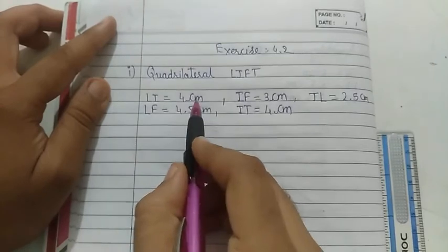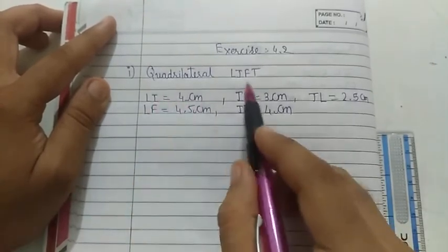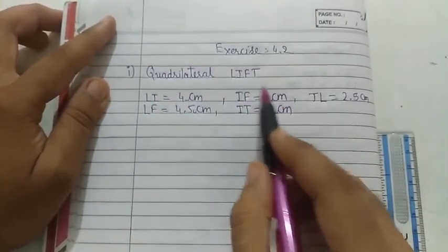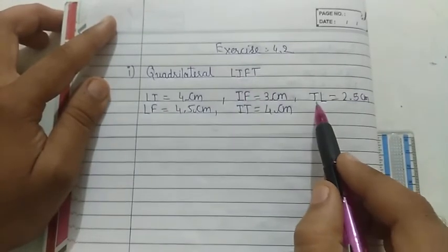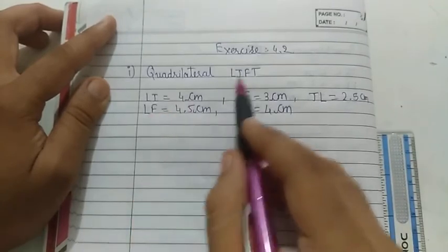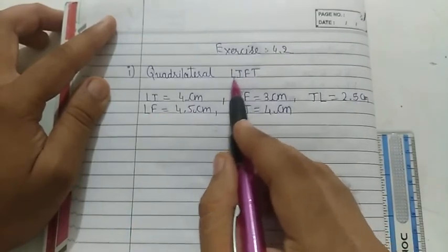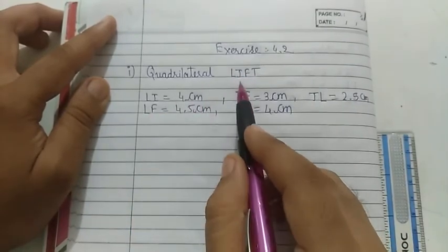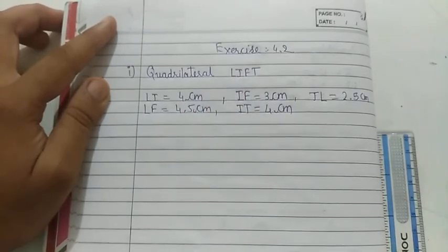LI is 4 centimeter, and LI is a side of the quadrilateral. IF is 3 cm, also a side of the quadrilateral. TL is also a side of the quadrilateral. LF is a diagonal of the quadrilateral, and IT is also a diagonal of the quadrilateral.